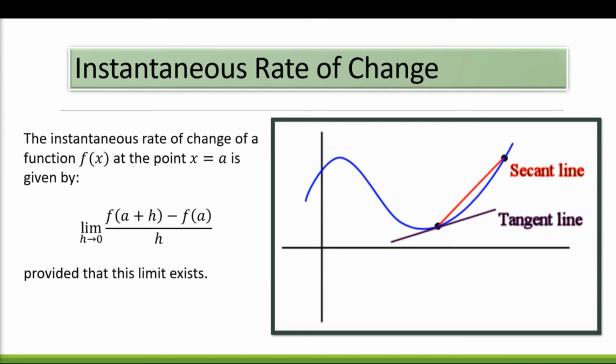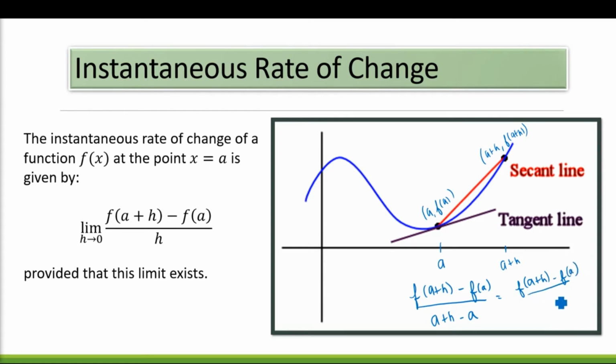And so if you look at this slide, here again, now on this slide we're using A instead of C, but if I label this as the point A, f of A, and this is the point A plus H, f of A plus H, then to find the slope of that secant line, I would have my f of A plus H minus f of A over A plus H minus A. And so we can simplify that denominator a little bit. We have f of A plus H minus f of A over H. And so this gives us the slope of that secant line.